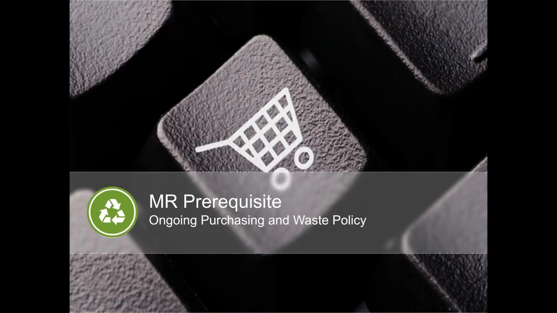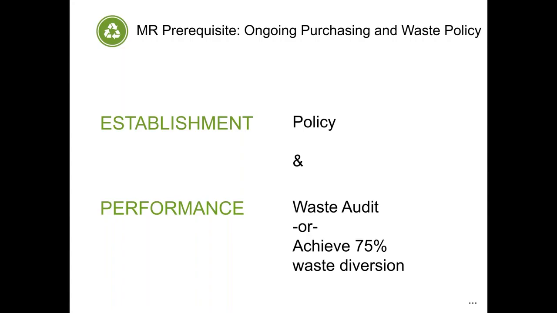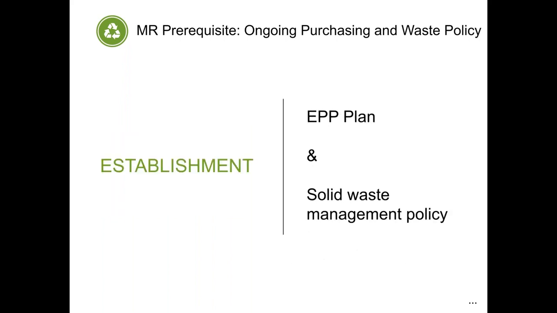Looking first at your ongoing purchasing and waste policy. So for your typical credit, there's an establishment component and a performance component. The establishment is a policy, and the performance is either a waste audit at the building or achieving 75% waste diversion at the building. So we'll get into that a little bit in more detail as well.